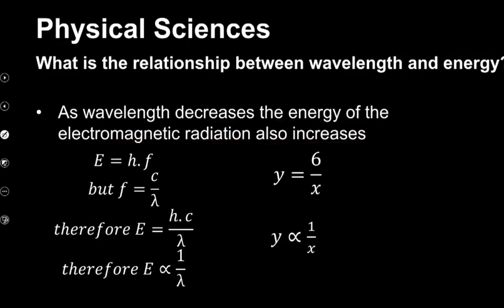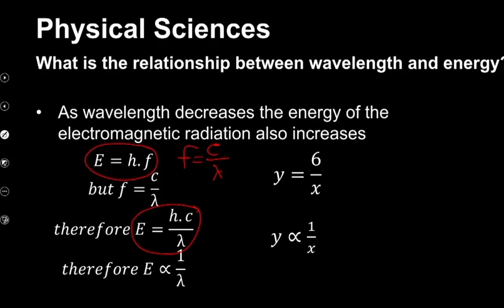So from our formula, E is equal to hf, we are actually able to replace the value of frequency with c over lambda from our wave equation for electromagnetic waves. And this gives us a new expression for the energy of an electromagnetic wave, where E is equal to Planck's constant h multiplied by the speed of light, all divided by the wavelength of the electromagnetic radiation in meters.